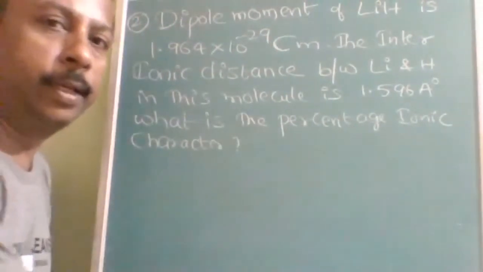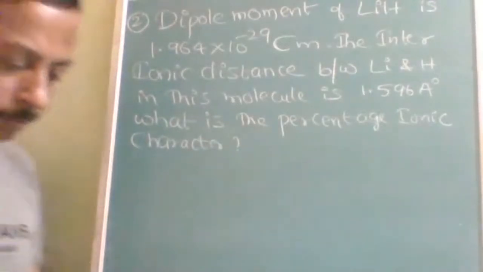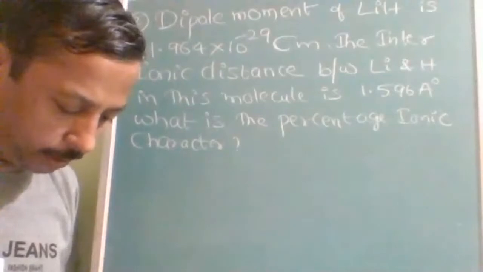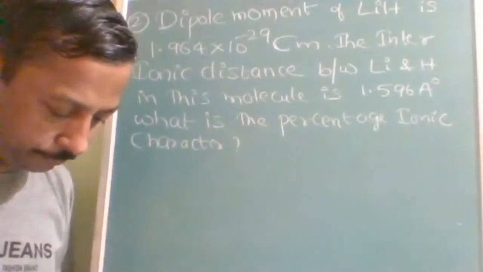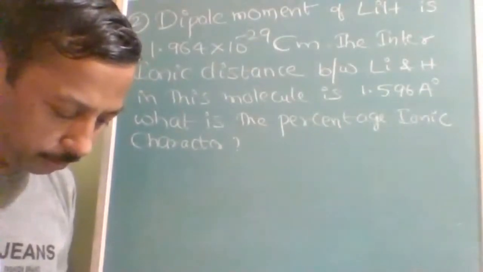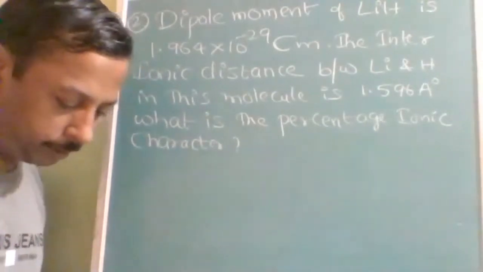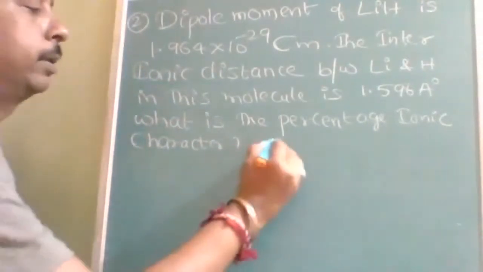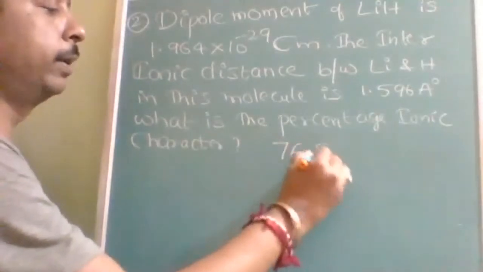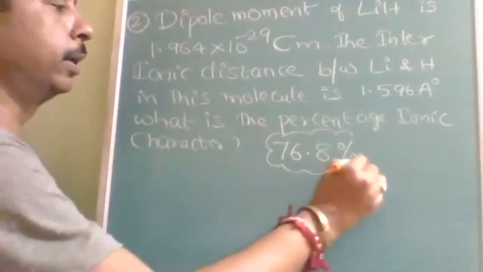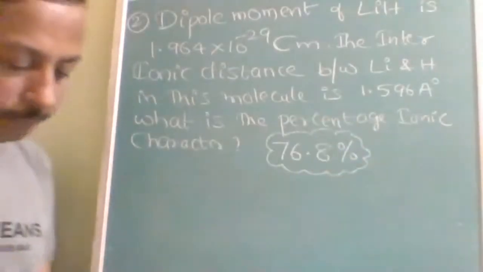Okay, now I am explaining here. What should be your answer? Your answer must be 76.8%. If you are getting 76.8%, that means you are very correct. Simply, what you have to do is calculate the dipole moment.